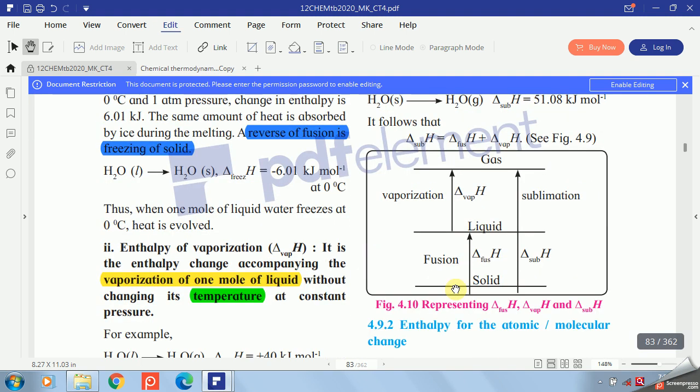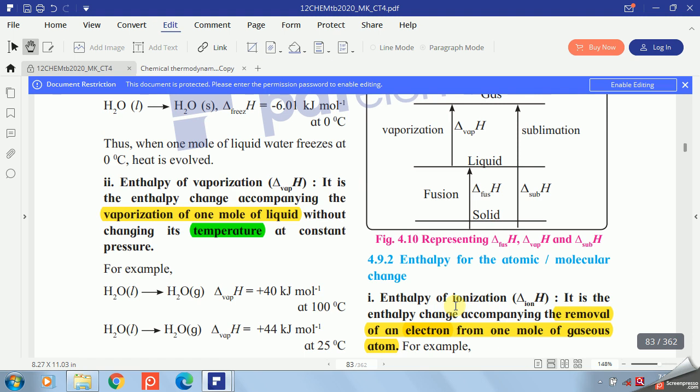So you can observe the same thing in your diagram. Solid is converted to liquid, fusion. Liquid is converted into gas, vaporization. And solid can be directly converted into gas, that is sublimation. Here you can easily understand, and one law is based on this, and that is Hess's law of constant heat summation, that we will discuss later on.